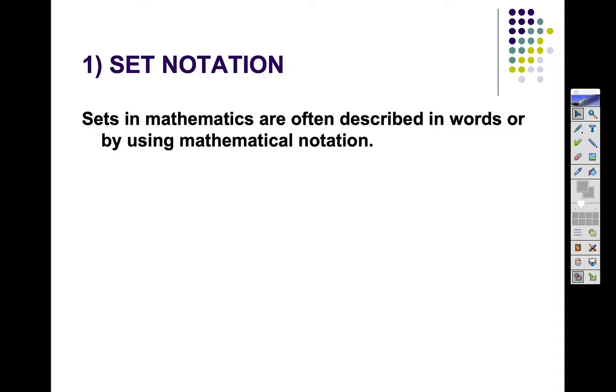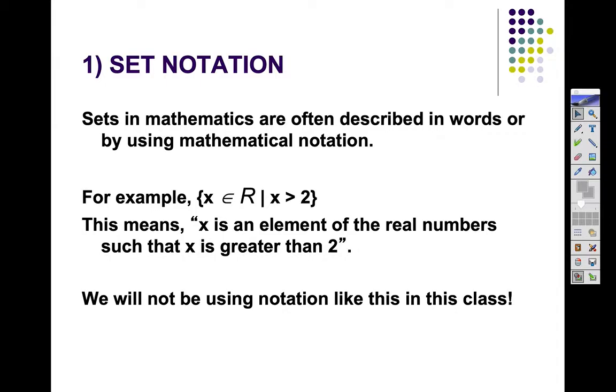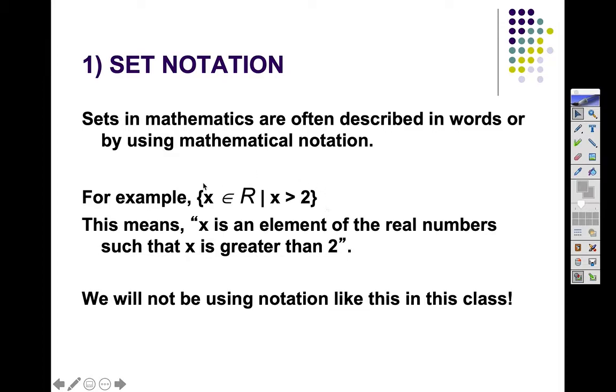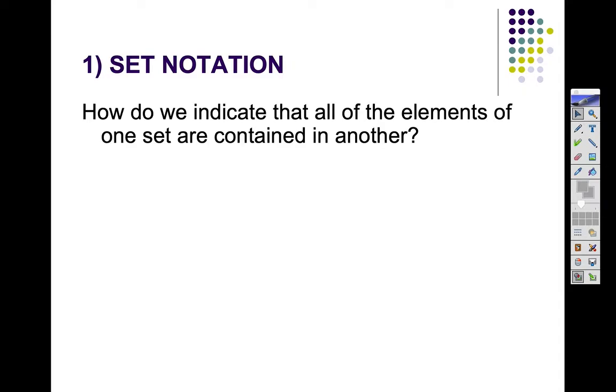So sets in mathematics are often described in words, but we will not be using these exact crazy symbols, although we'll be using some of them. We just learned this means "is in." We learned set notation, but this vertical line means "given that" or "such that." This capital R means the real numbers, and then x is greater than 2. We won't be using this entire sentence. This is called a set notation sentence. We're not going to be writing all these sentences. You're just going to be working on the symbols we talk about.